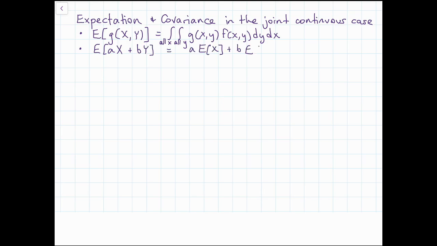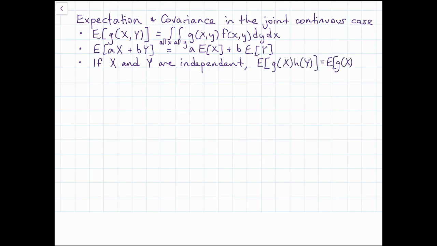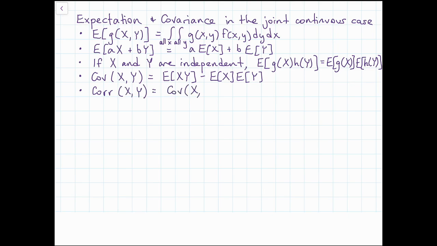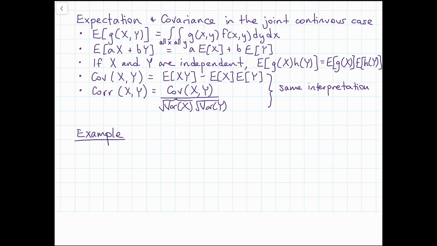Linearity of expectation still holds, and the proof is identical, you just have integrals instead of sums. And as well, if x and y are independent, then E of some function of x times some function of y is the product of those expectations. Again, the proof is identical to before. The definitions of covariance and correlation are exactly the same as they were before, and the interpretation of covariance and correlation are also exactly the same as before. So everything basically stays the same in terms of the relationships between variables. The only thing that's different is we have integrals instead of sums.